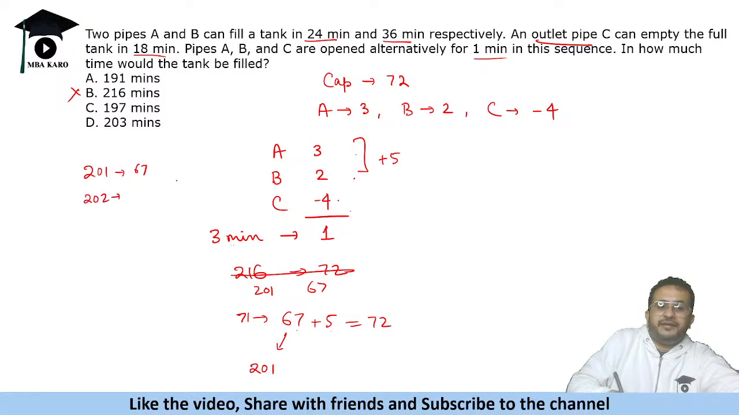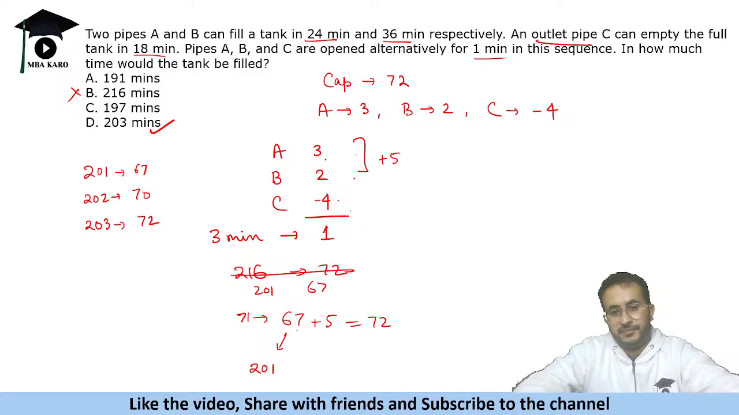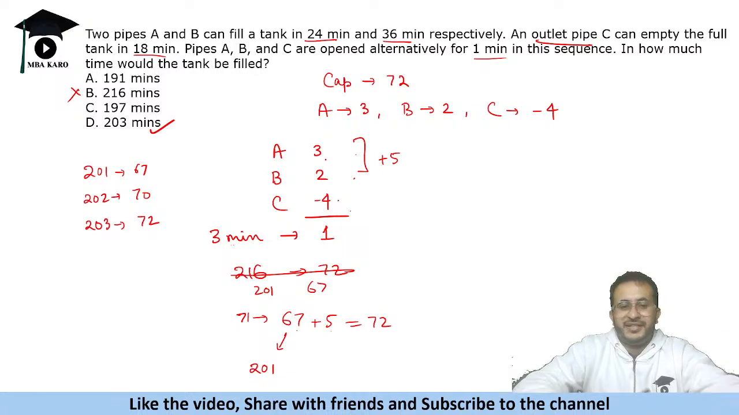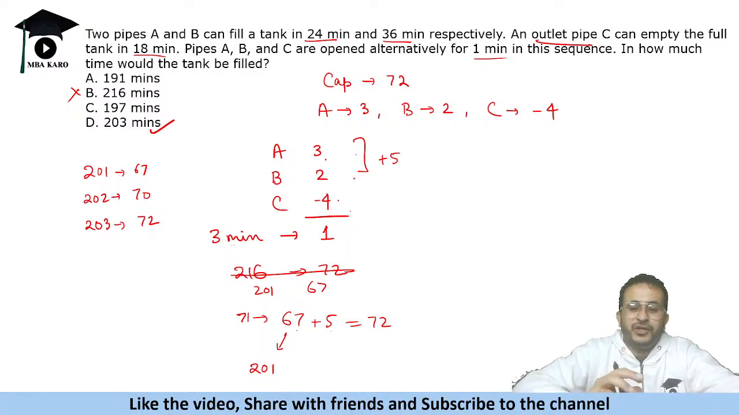202 minutes A will be working, will make it 70, and 203 minutes B will work and will make it 72. So the answer is 203 minutes. That's why I told you that it is a logical question rather than just making the cycle. तो ये जो time and work के इस तरह को cycle is there, but you have to not blindly divide by that number. Okay, think what will happen before it.